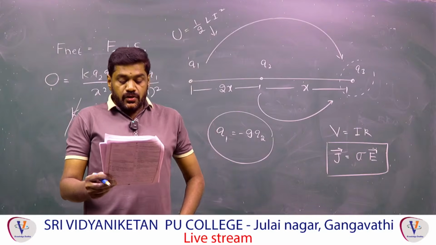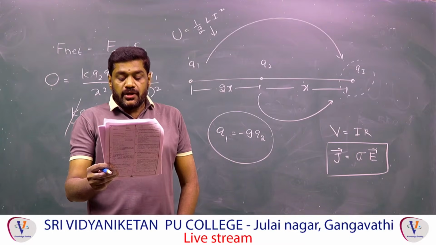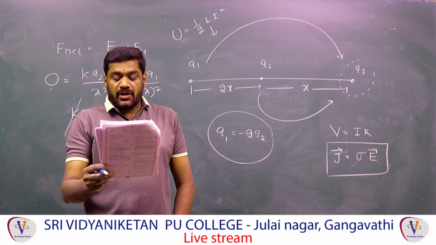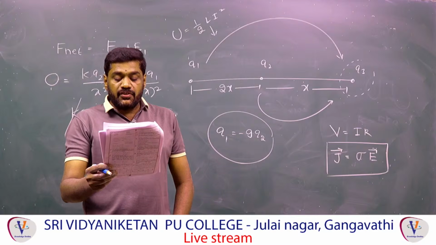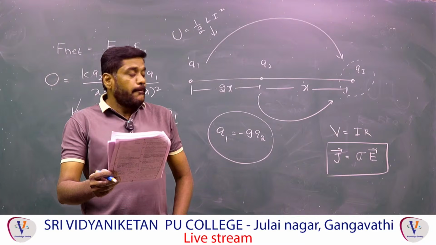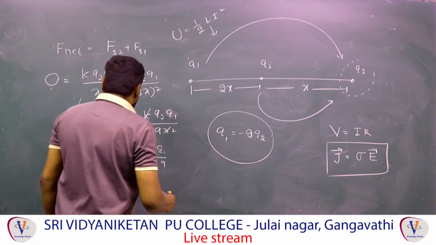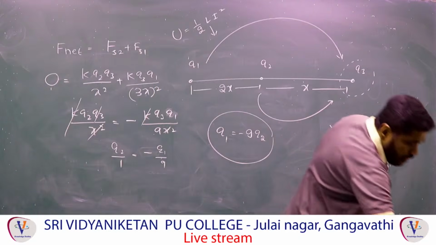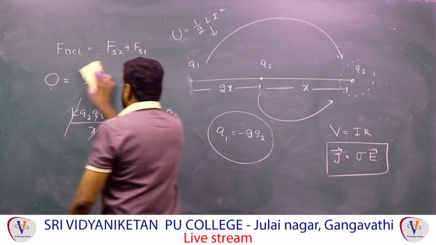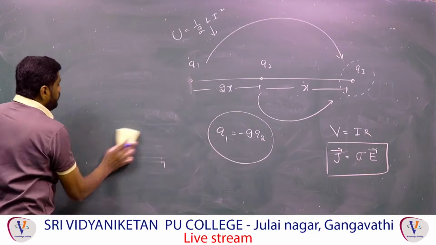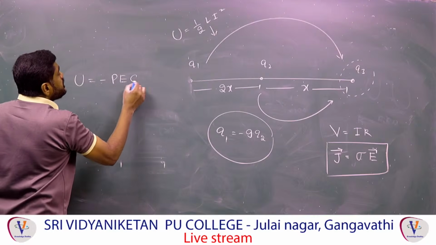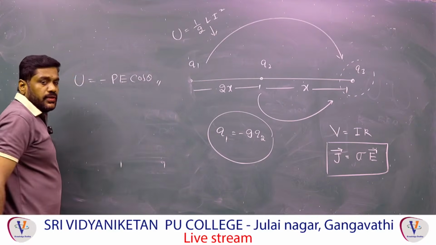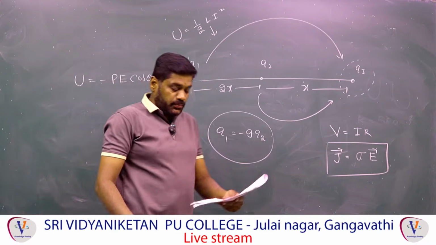And the next one: an electric dipole of given dipole moment is placed in a uniform electric field of 10 power 5 Newton per coulomb, E value given, such that the angle between them is 60 degrees. What is the potential energy formula? U is equal to minus P E cos theta. A very simple, very important but simple formula.